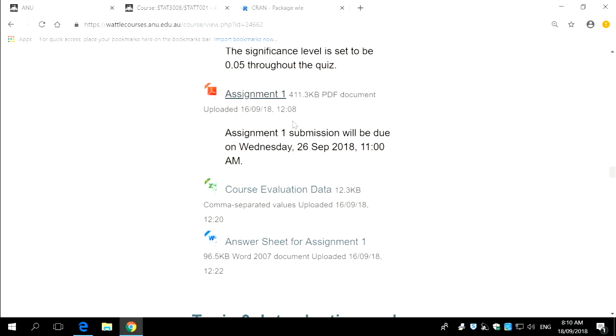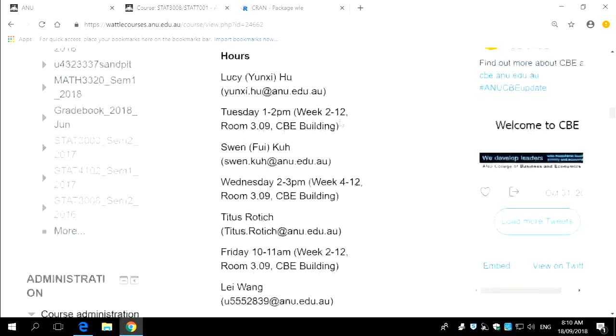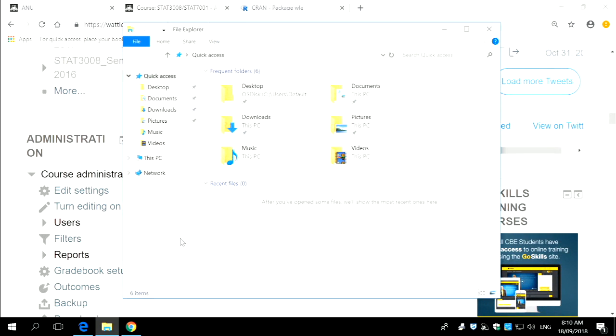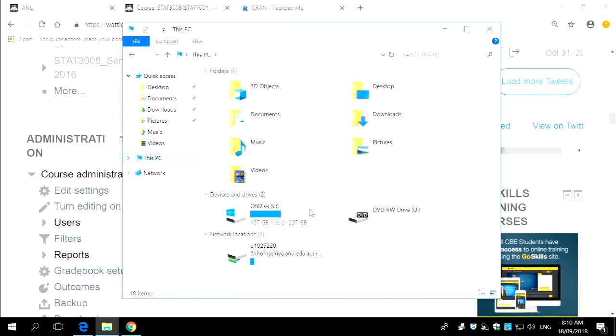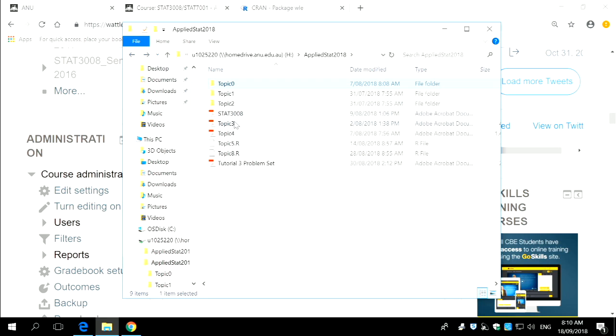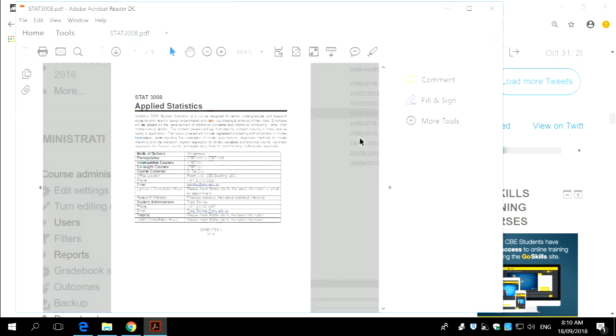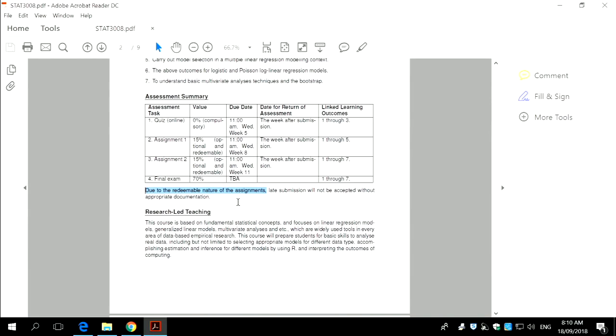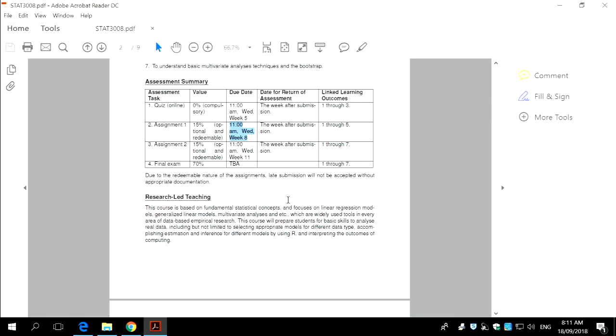More questions about the assignment? If you look at the course outline, you will find that due to the redeemable nature of the assignment, late submission will not be accepted without appropriate documentation. So if you do not submit your assignment before this date, you cannot submit late, for both assignments.